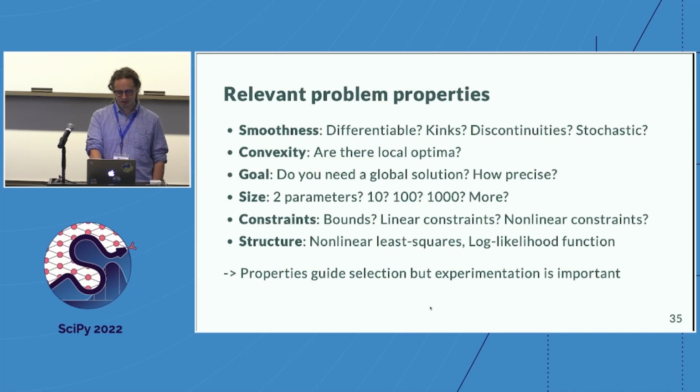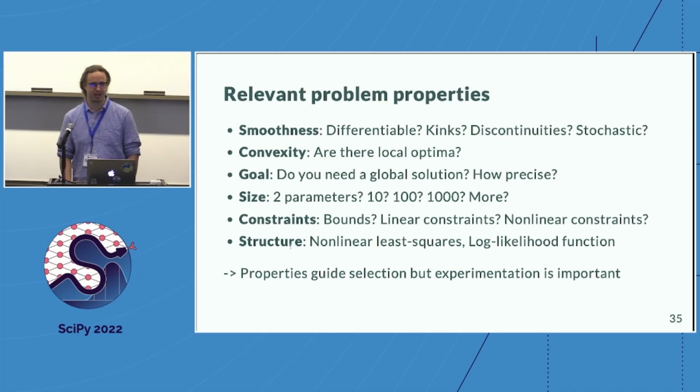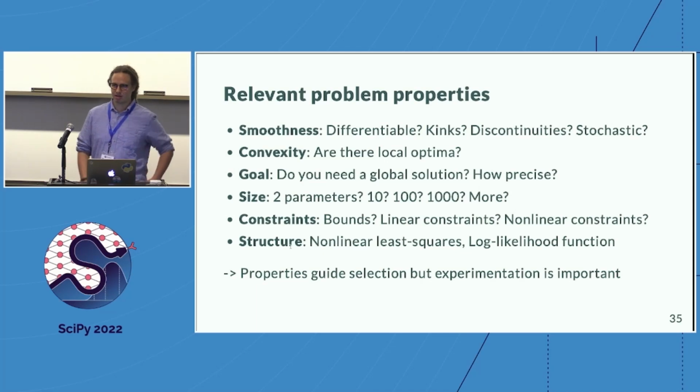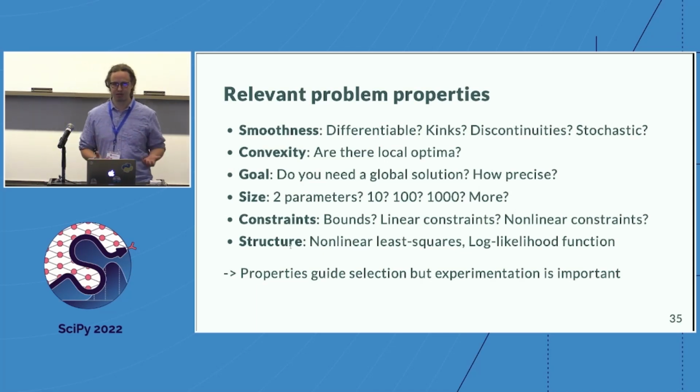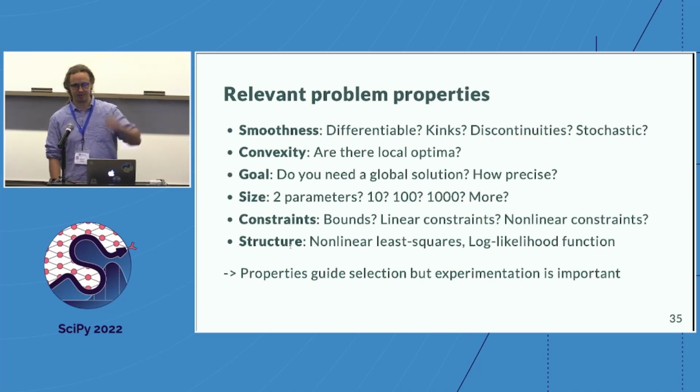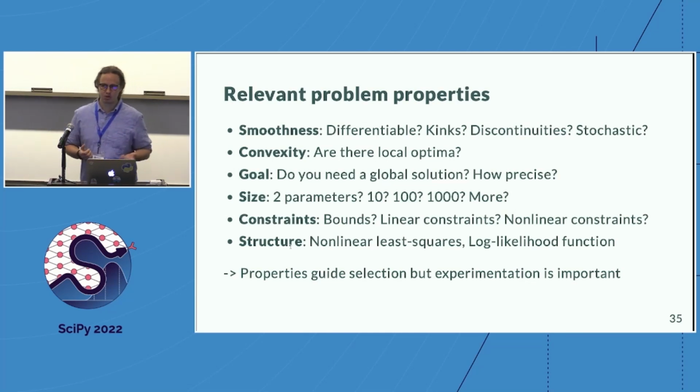Another topic is, does your function maybe have some special properties, some special structure? So in many estimation or data fitting problems, you have a so-called nonlinear least squares structure, where you have multiple functions and then basically square them and sum them up. If so, then you can actually exploit this and it will help you. But I'm going to show a more formal definition of this later.